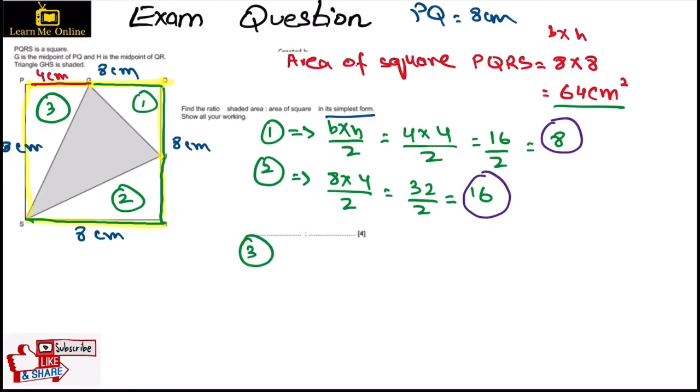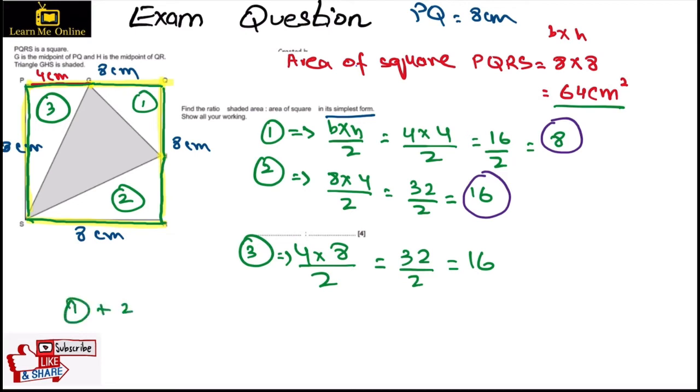To find the area of the third one, we know this length is 4 centimeters. This is the total length, which is 8 centimeters. We multiply them together. So 4 times 8 and make a half would be 32 divided by 2, which would be 16. To find the sum of the three triangles, that would be 1 plus 2 plus 3. So we're going to have 16 plus 16 plus 8. When you add the area of the three triangles, which is 16, 16 and 8, 16 and 16 makes 32, and 32 plus 8 would be 40.